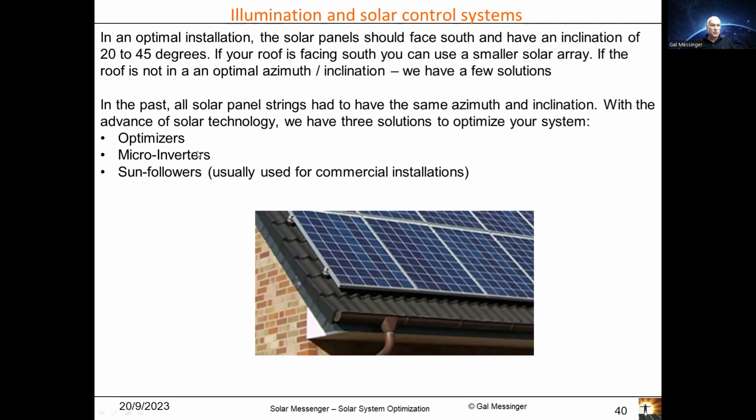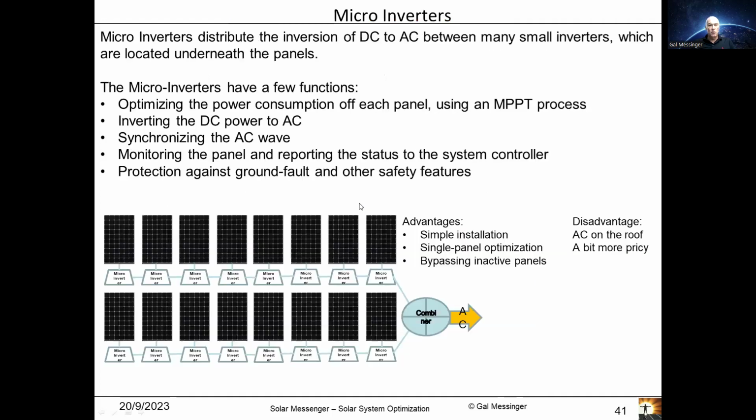And then you can also connect different styles of systems. You can have optimizers on each solar panel or a group of them, microinverters that replace the main inverter, or sun followers. And this is all covered in the one-on-one lecture. So the microinverters are basically a small unit like the big inverter you've seen before, and you don't need a big inverter. Each one is connected to 1, 2, or 4 solar panels. And it's basically a small inverter.